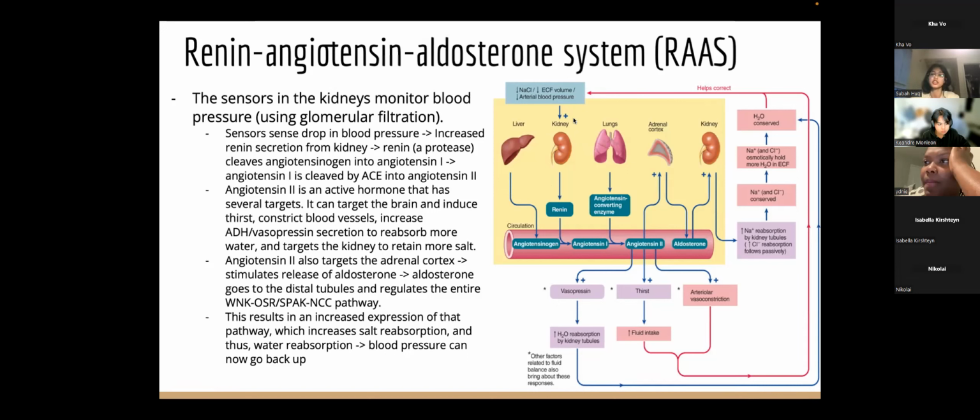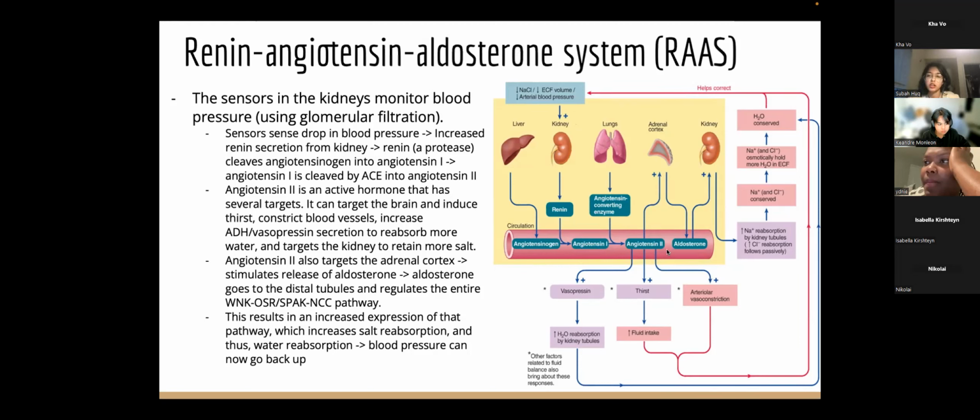It's going to increase the release of renin, and renin will cleave angiotensinogen into angiotensin 1. Angiotensinogen comes from the liver, but it's mostly circulating in the blood plasma. So renin will cleave it into angiotensin 1, and then an enzyme called ACE, which comes from the lungs, will convert it. It's called angiotensin converting enzyme, so the name tells you what it does. It just converts angiotensin 1 into angiotensin 2.